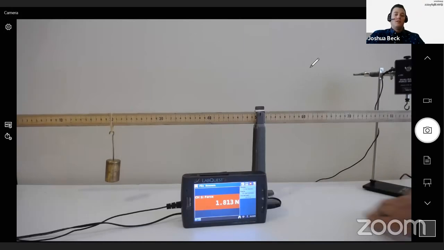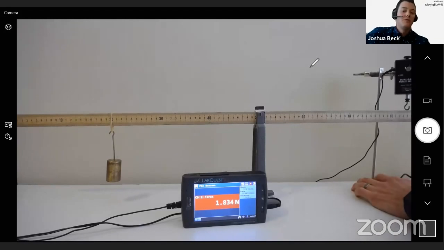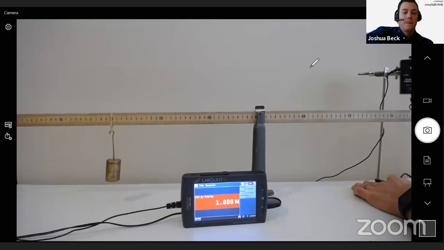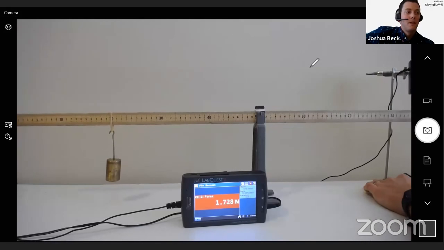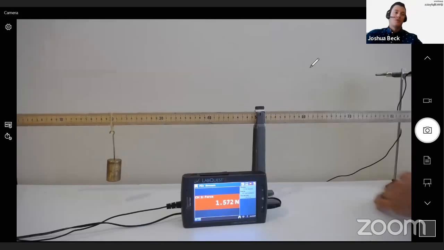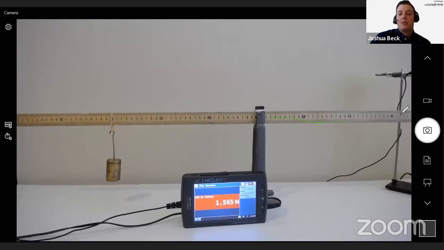There we go. You can see now instead of using a full 2 newtons, I only have to use 1.8 or 1.7, 1.6, so on and so forth. The further away I get from that pivot point, the bigger this R value becomes, then the smaller and smaller the force needs to be to generate that torque.